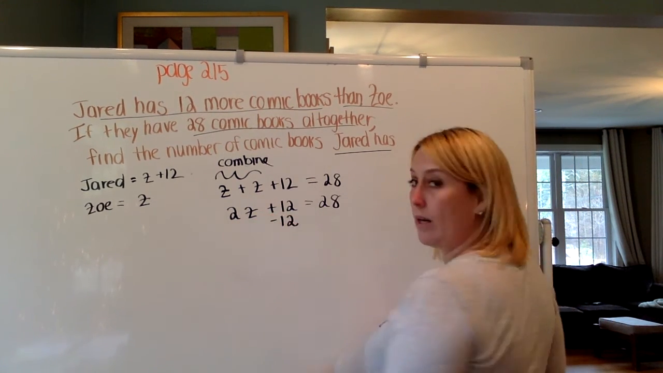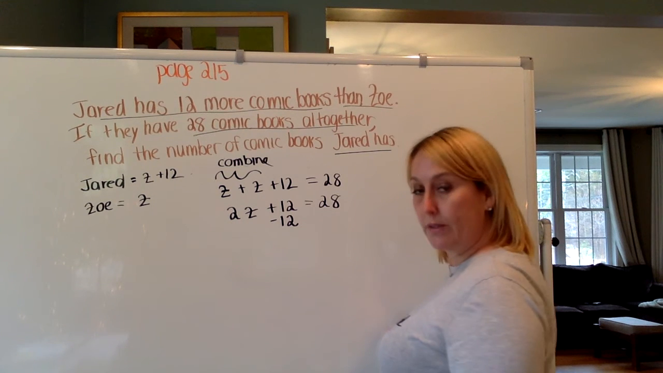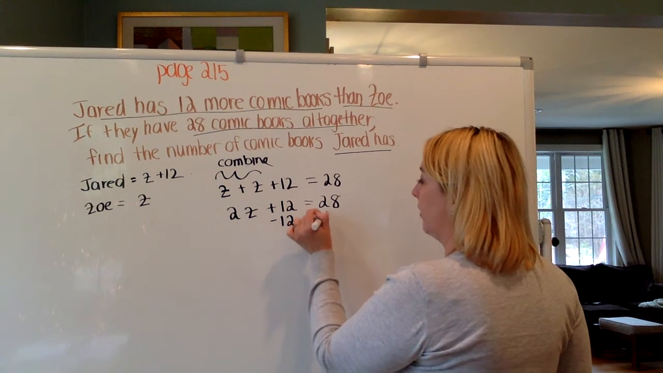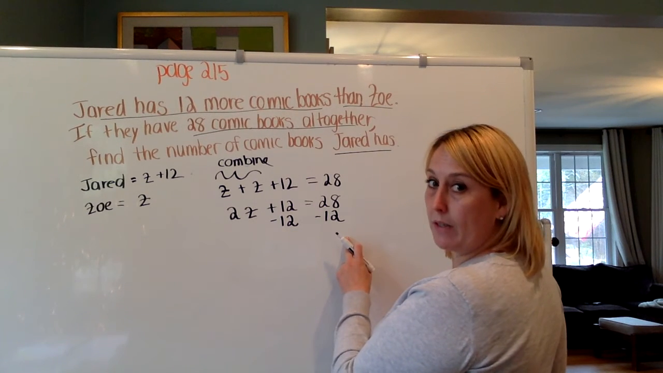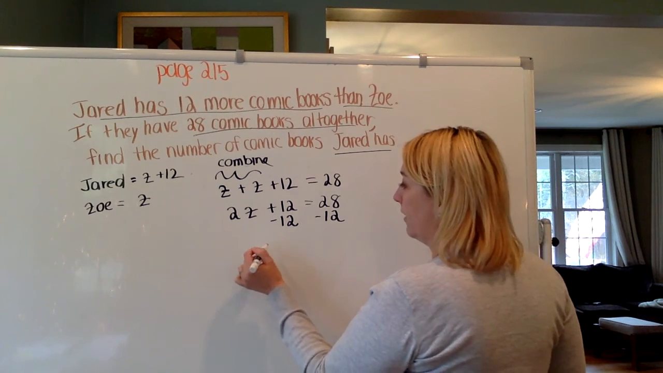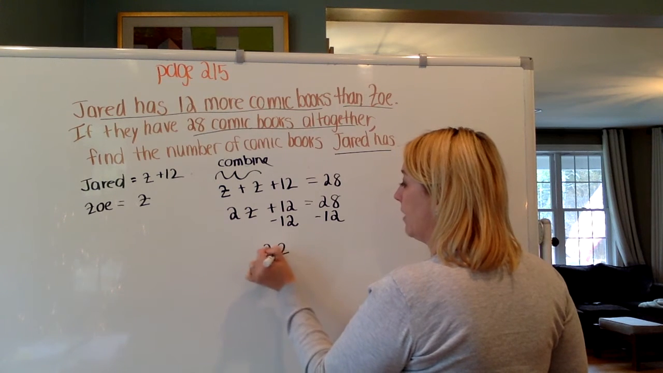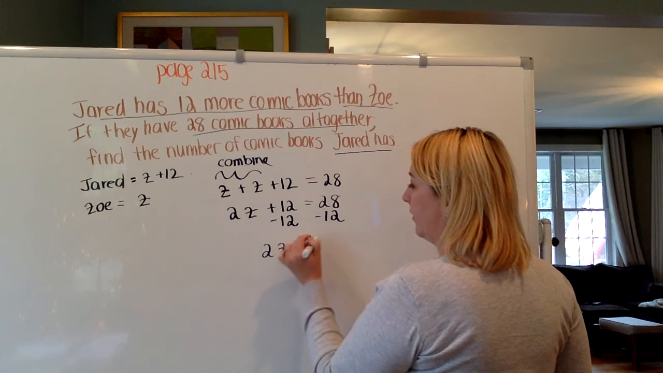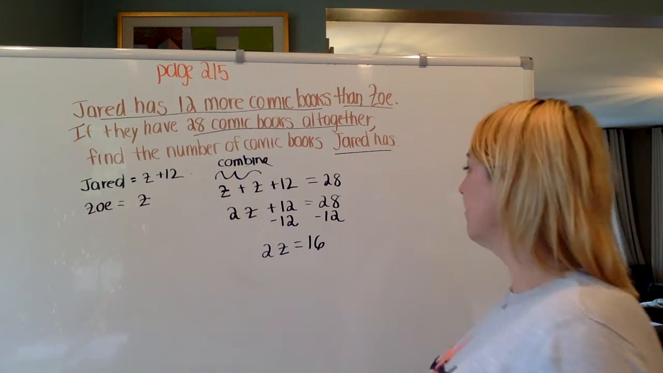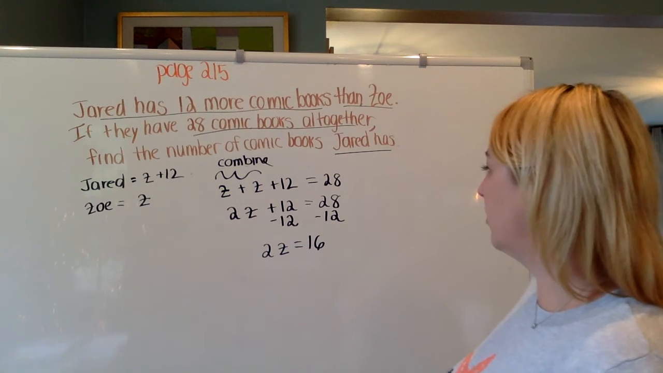So how do I undo positive 12? I undo positive 12 with its opposite. I subtract 12. So if I subtract 12 on the left of the equal sign, I have to subtract 12 on the right of the equal sign. So now I have 2Z equals 28 minus 12, which is 16, right? 8 minus 2 is 6, 2 minus 1 is 1.